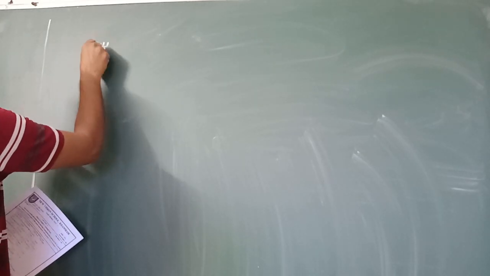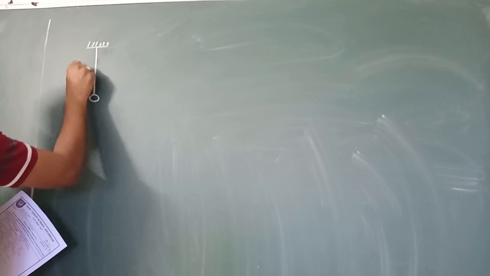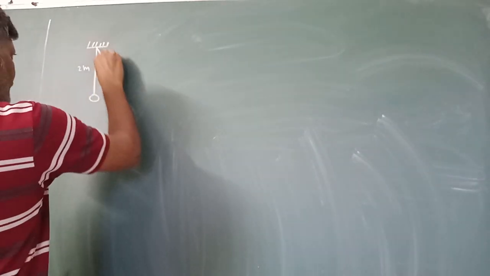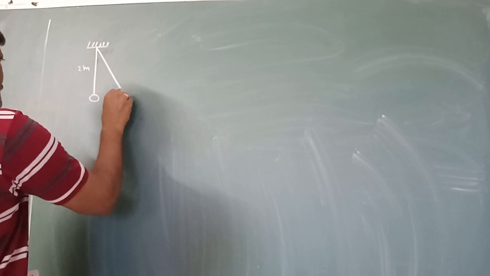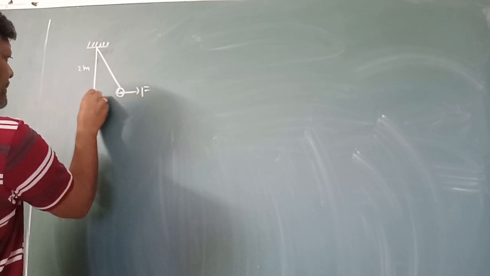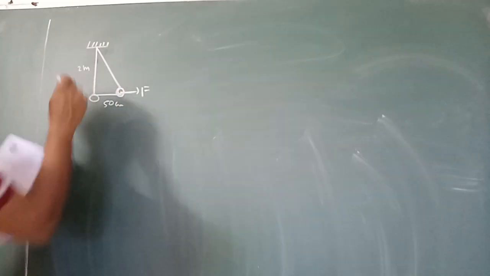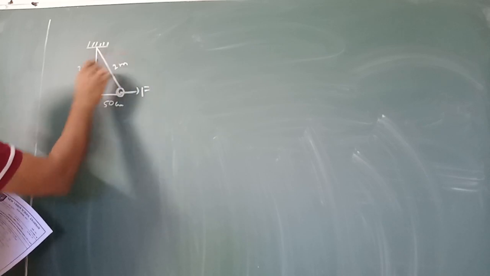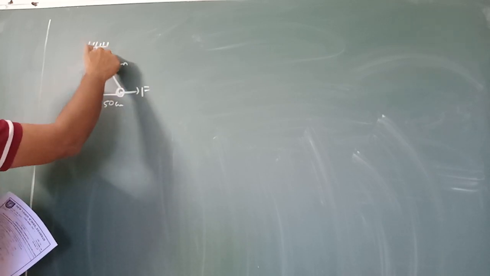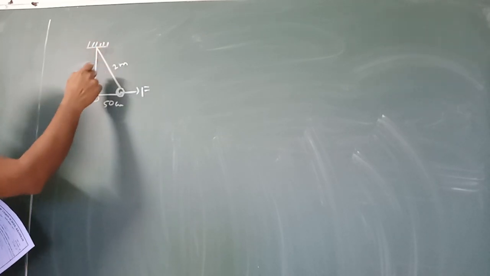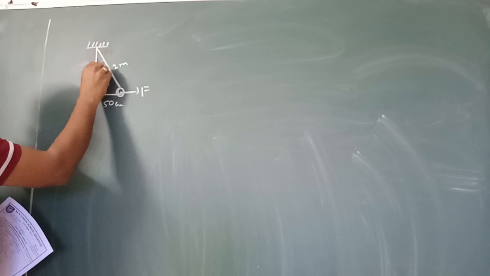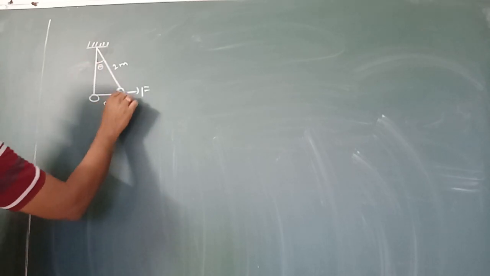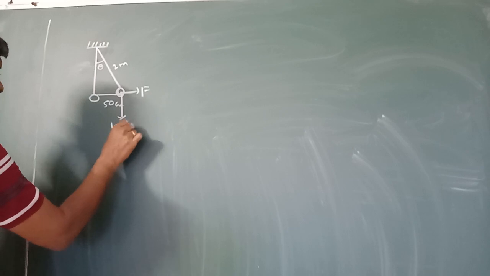12th one. An iron sphere of mass 100 kg is suspended freely from a rigid support by means of a string of length 2 meter. It is displaced horizontally through 50 centimeter by applying a horizontal force. Now the string becomes inclined, this is 2 meter, and this is theta. This is mg, and mg is equal to 100g.